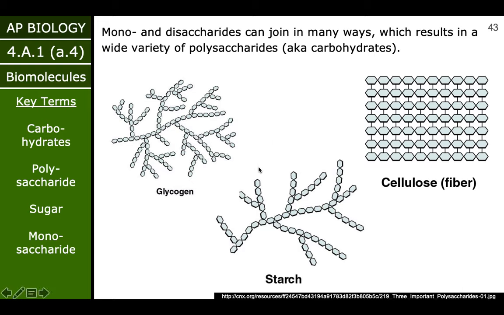If I took away this glycogen label, or this starch label, or this cellulose label, I would still, by the end of this, expect you to be able to tell me, oh, this is definitely a carbohydrate of some kind, because look at all these sugars.